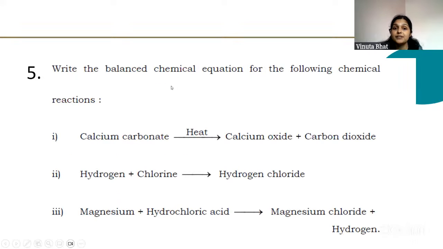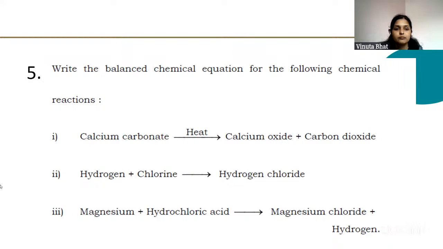Write the balanced chemical equation for the following chemical reactions. You should write the chemical reaction for this given. First one, calcium carbonate, when it is heated, it forms calcium oxide and carbon dioxide. Hydrogen and chlorine form hydrogen chloride. Magnesium and hydrochloric acid give magnesium chloride and hydrogen.